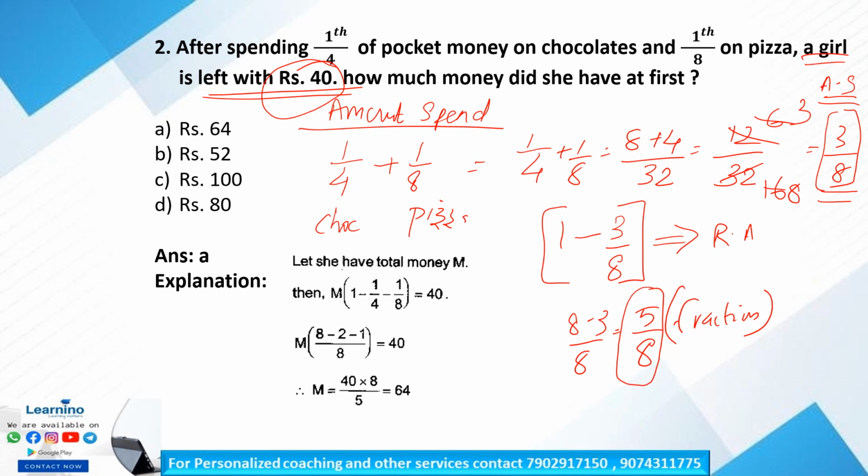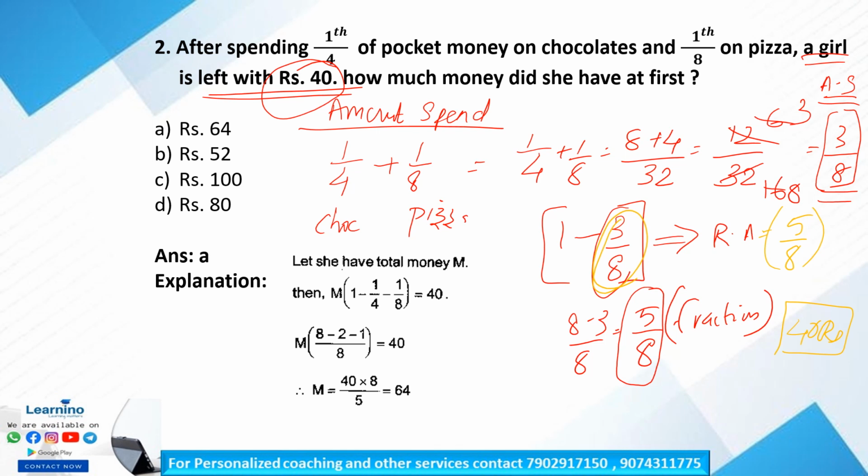Okay, so 5 by 8 is the remaining amount. 3 by 8 she spent. 1 minus 3 by 8 is equal to 5 by 8, the remaining amount in fractional form with her. This is in the fractional form, and 40 rupees is in the rupees form or integer form she had. So we have to equate them to get the initial money she had.